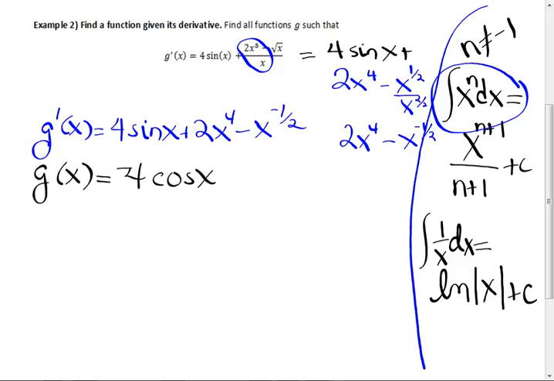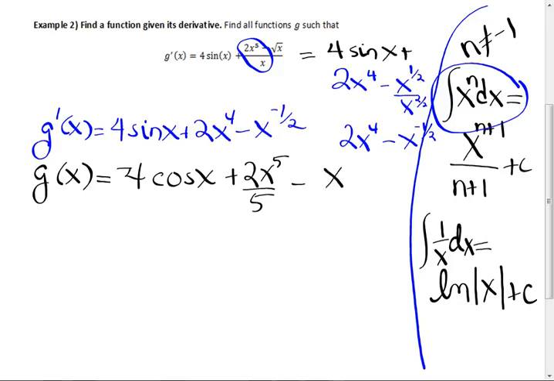Now it should be easy: 2x to the fifth over 5. If it's free response, just do the n plus 1 over the n plus 1. Don't worry about simplifying them. If it's multiple choice, you will have to. Then this is minus x.